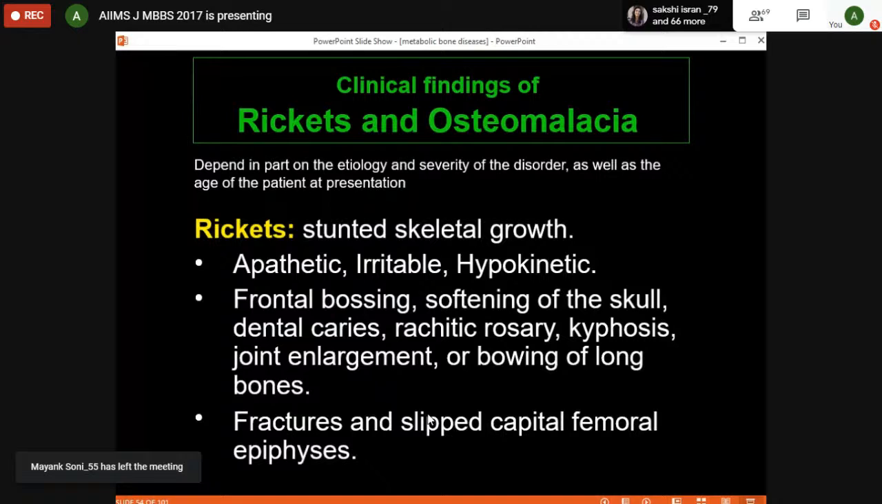Clinical findings of rickets and osteomalacia depend in part on the etiology and severity of the disorder as well as the age of the patient at presentation. So in rickets: stunted skeletal growth, apathetic, irritable, hypokinetic, frontal bossing, softening of the skull, dental caries, rachitic rosary, kyphosis, joint enlargement, bowing of long bones, fractures, and SCFE, slipped capital femoral epiphysis, in children.